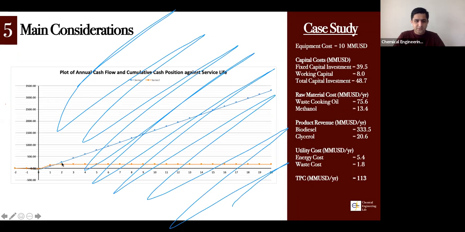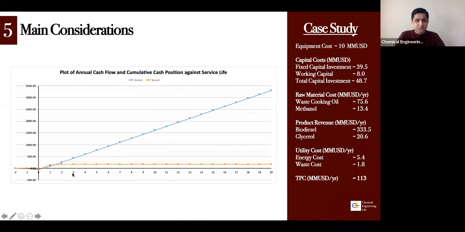On the other hand, this line here, the blue line, is my cumulative sum. The cumulative sum is basically like if I made 169 million in my first year, 169 in the second year, we add them together. In the third year, I made 169 again, so I add all three of them again. And likewise, you do it for all the consecutive years, and then you can see the cumulative cash position. It's always going to go up and up and up.